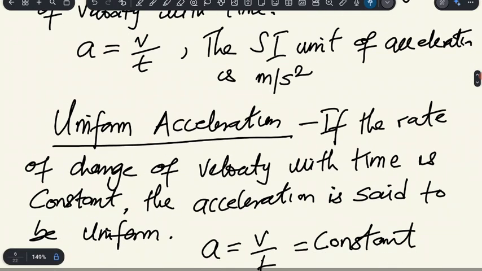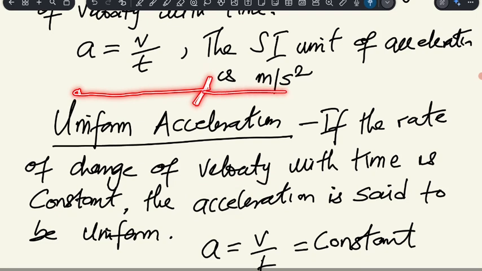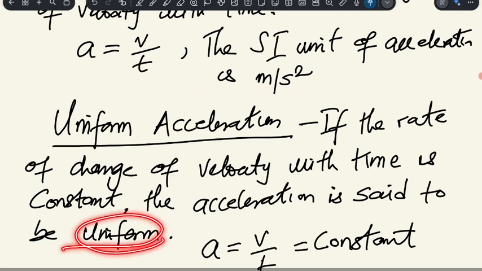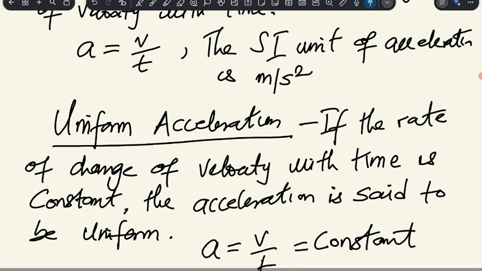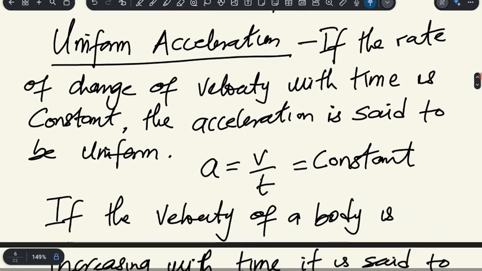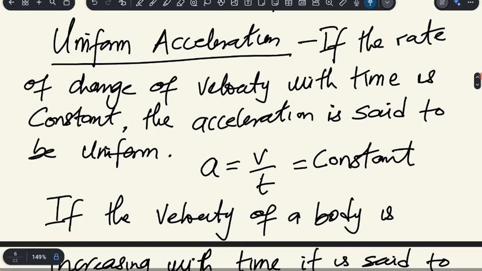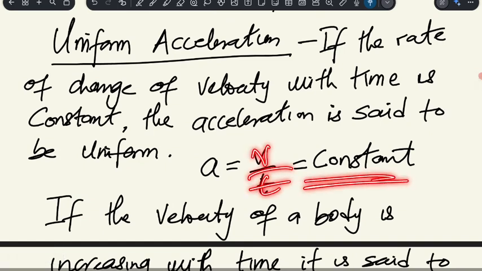But if the rate of change of velocity with time is constant, it means the acceleration is moving constantly, it has no break, it's still moving like that. That's why I say it's constant. The acceleration is said to be uniform. For example, it moves like this. This is uniform. It starts and continues moving, so it does not change. At this part, the acceleration is said to be uniform. So the formula for that acceleration is v over t, which is constant.